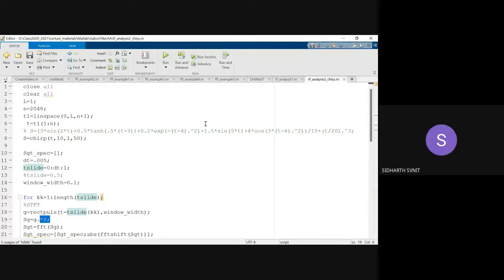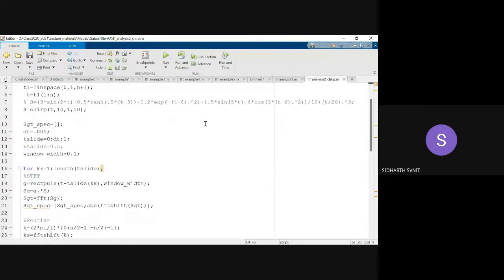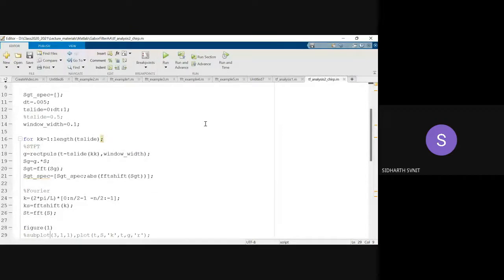Here it is. So then you get your short-term signal, and then you take the Fourier transform of that. That is your short-term Fourier transform. There is no particular function for it. We are just arranging it accordingly. That's the basic idea for the short-term Fourier transform.